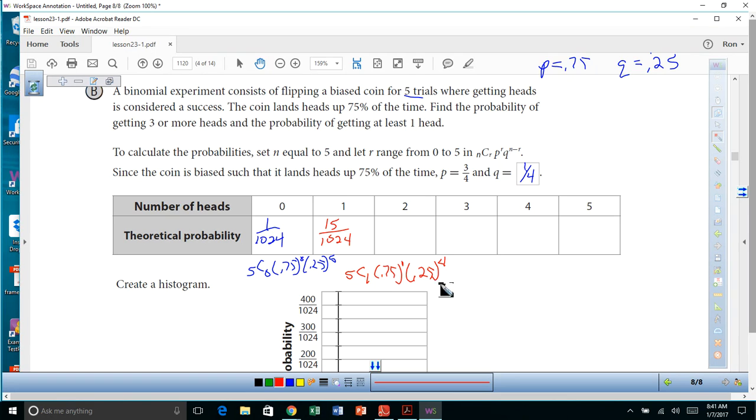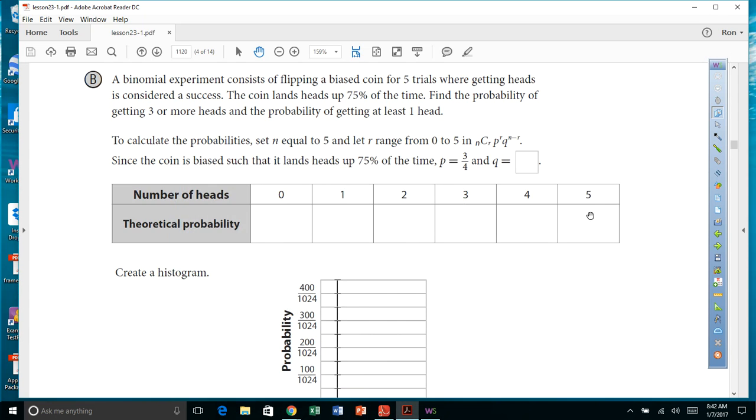And you can do that for the rest of them. 2 was 90 over 1024. 3 was 270 over 1024. 4 was 405 over 1024. And 5 was 243 over 1024. Okay. Now we need to do our histogram.